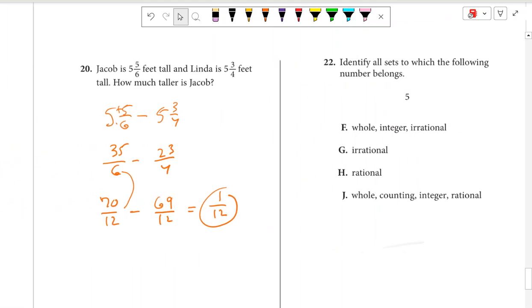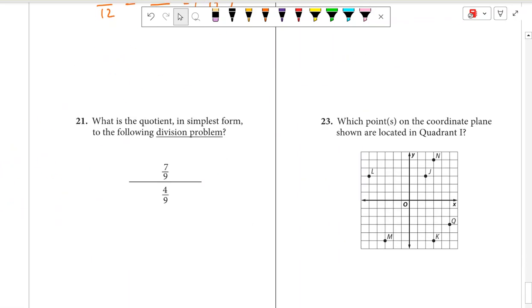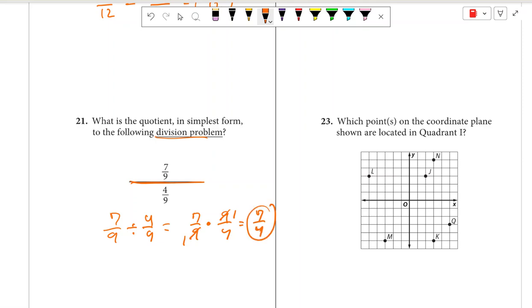Number 21. What is the quotient in simplest form to the following division problem? It's even underlined. This big bar right here means to divide. So simply this says 7/9 divided by 4/9. And we use the multiplicative inverse property. We keep it as 7/9, change division to multiplication, and reciprocate the last one. You can see we can cross reduce here. 9 goes in 9 once, 9 goes in 9 once, and we have 7/4. 7/4 is acceptable for the Google form, or you can make it into a mixed number, which would be 1 3/4.